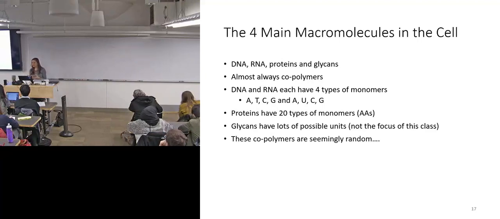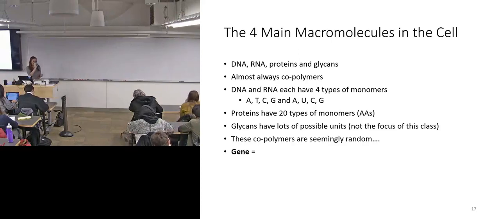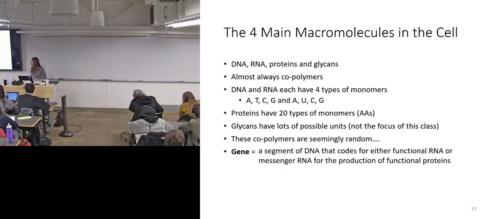Okay, so copolymers are seemingly random for our biological molecules. But what is a gene? First of all, which of the macromolecules does a gene belong to? DNA. Okay. And then who wants to give a definition of it? That's all right. I'll give it to you. It's a segment of DNA that codes for either functional RNA or messenger RNA, and then the messenger RNA would of course code for the production of a functional protein.